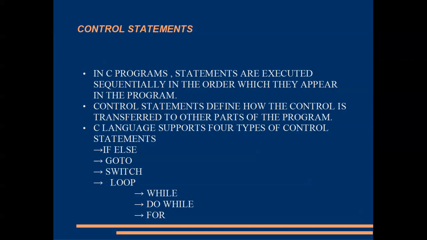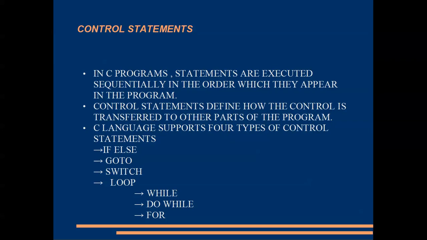In a C program, statements are executed sequentially, in the order in which they appear in the program. It means that the statements you write will be executed in a proper order, which is sequentially, meaning in sequence. Here the statements are the commands, or you can say codes, which you write for a machine so that it can perform the operation. In a control statement, the control is transferred to other parts of the program.